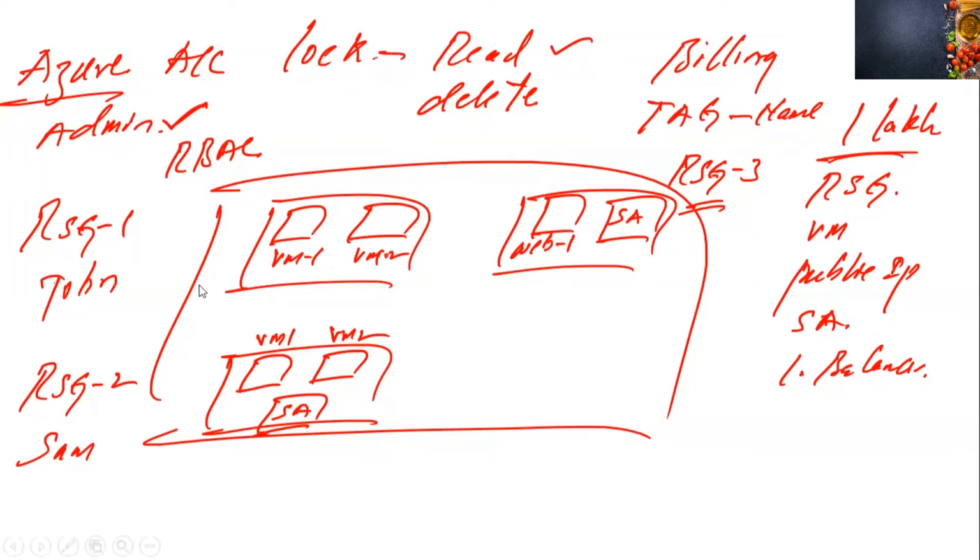Now next we have delete, guys. If I apply the delete lock, what will the user or admin achieve? On resource group 1, I'm applying delete. It means as admin, I can log into resource group 1. I can create resources: VM, storage, load balancer, public IP. I can create, but we cannot delete.